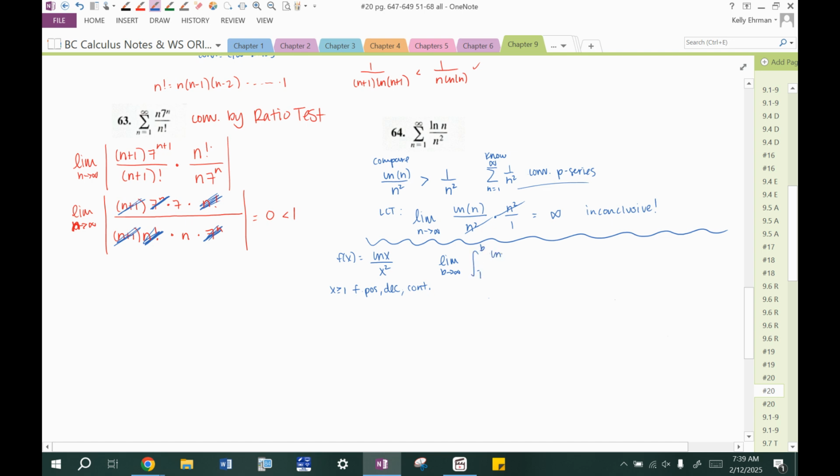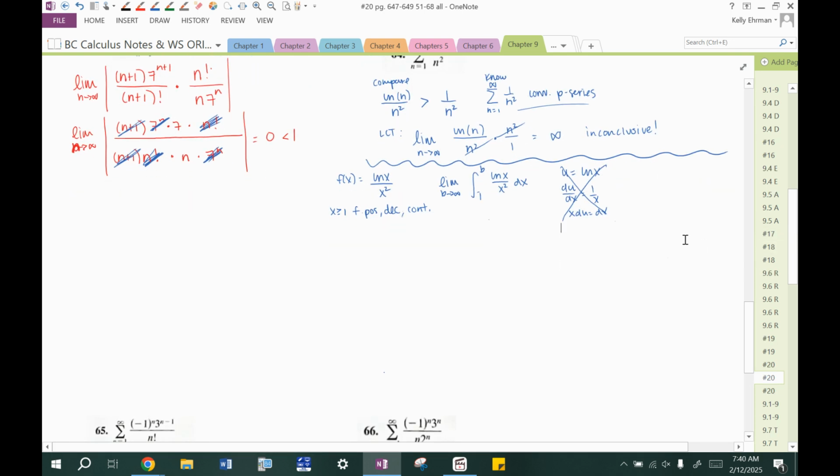Now, ln of x over x squared. If this were ln of x over x, I could do u sub. But u sub is not going to work here because du dx is only 1 over x. So when I solve this for dx, I'm not going to get the x squared to cancel out. I would still have an x left. So it's not u sub. If it's not u sub, what else do we do with a natural log integral? Our only other option is integration by parts.